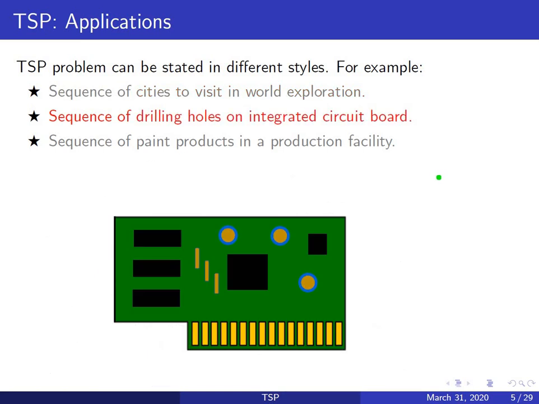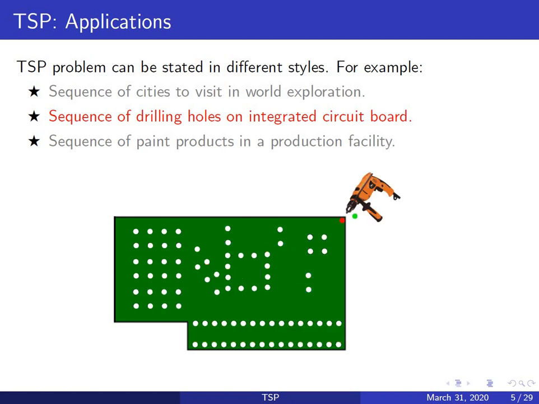Here is another example, circuit board manufacturing. Imagine you are manufacturing a circuit board and it requires various components to be installed on it. In order to install these components, you need to drill holes. Let us say you are using a drill machine to drill the holes. Starting from this red dot, you would like to visit all the white dots and return back to the red dot in the shortest possible time. And if you do so, you will manufacture this circuit board in the shortest possible time.